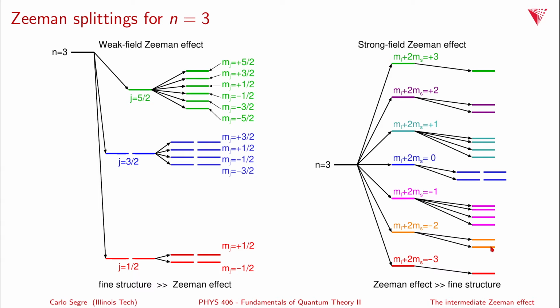These are going to also be 18 states, but they're split in different ways because you first apply the Zeeman effect being strong and the fine structure effect being weak.